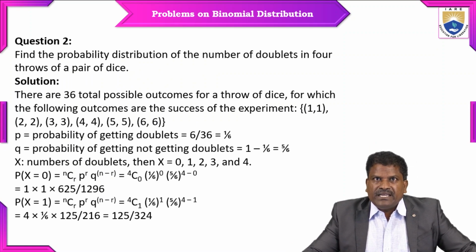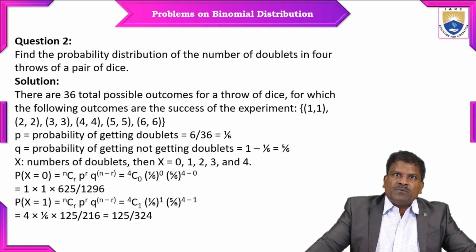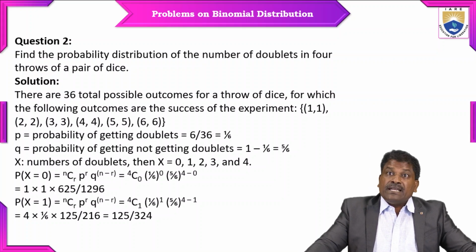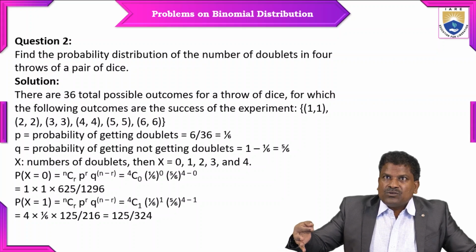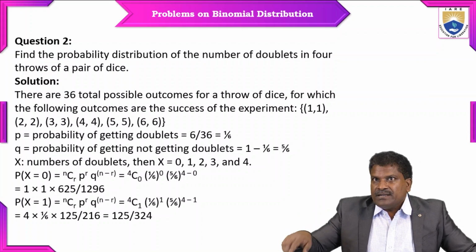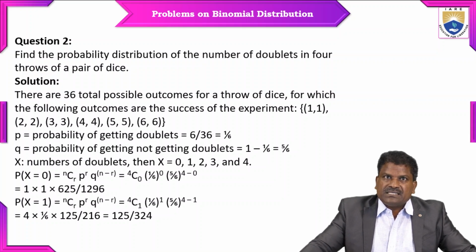Find the probability distribution of the number of doublets. Doublets means same to same has to come: 1, 1, 2, 2, 3, 3, 4, 4, 5, 5, 6, 6. Like that they are called doublets. Find the probability distribution of the number of doublets in 4 throws. Here throws are 4, means small n, number of trials is 4, of a pair of dice.